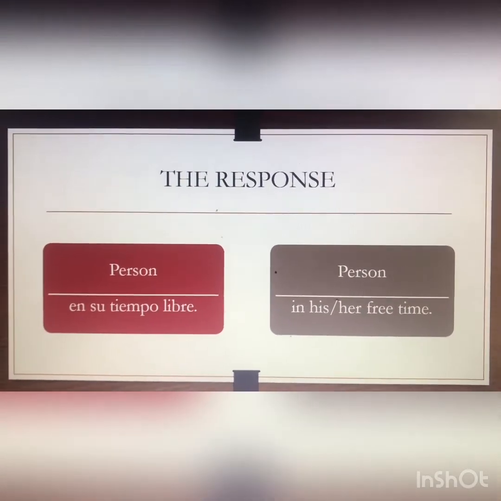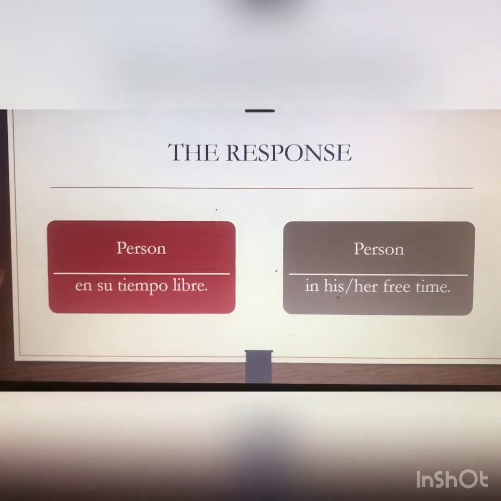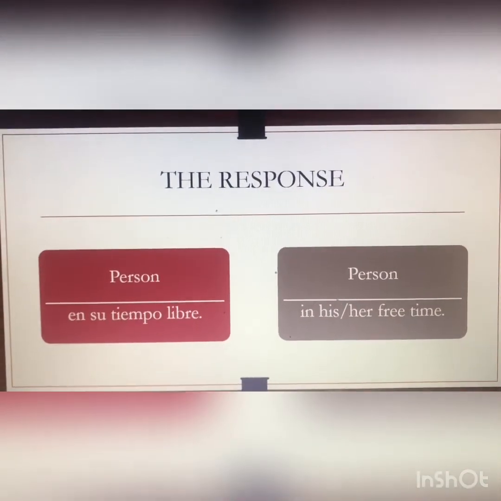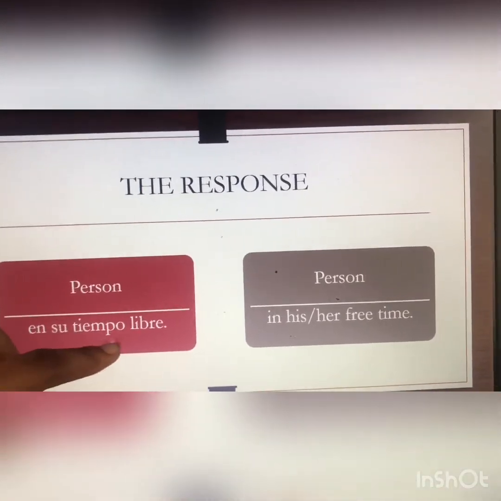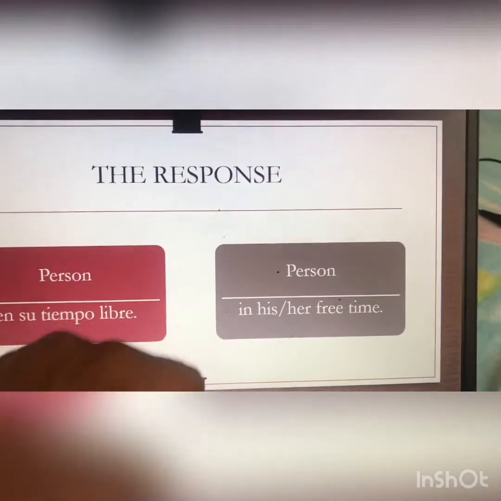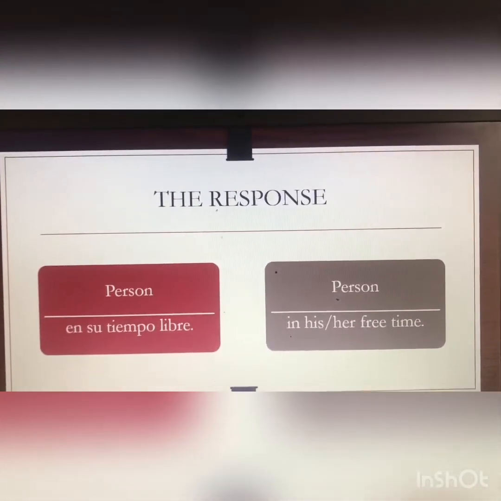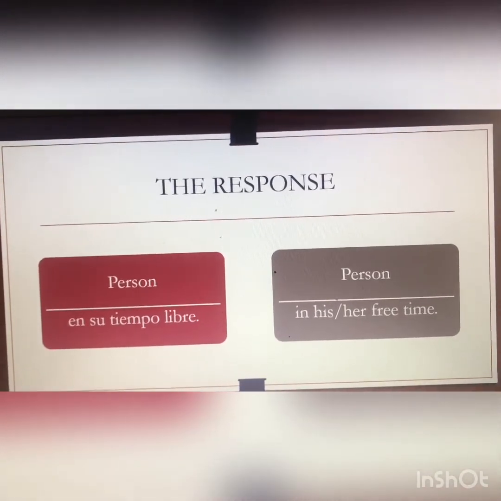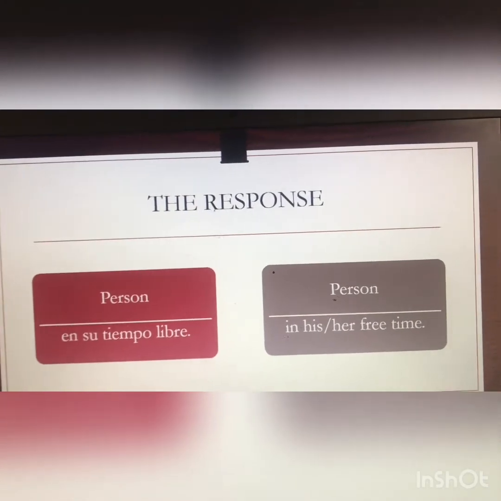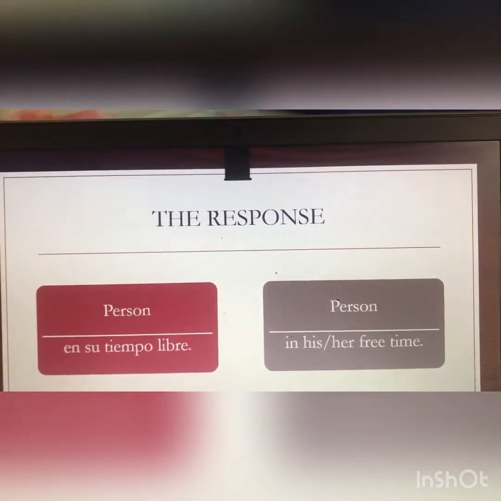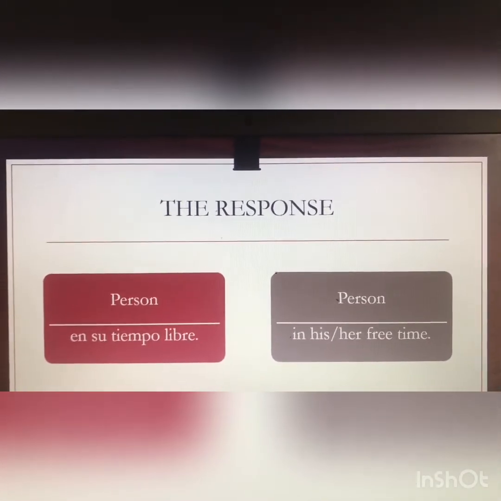Now, para responder, to respond to the question, this is a simple structure. So you put the person you're referring to. So if it is Bobby, Michael, whoever you're referring to, ___ en su tiempo libre. Meaning, Bobby, whatever the action is, in his or her free time. Alright? So the conjugated verb is what would go on the line right here. So Bobby dances, Bobby cooks, he dances, she cooks. Alright? So the verb would go on the line right there.